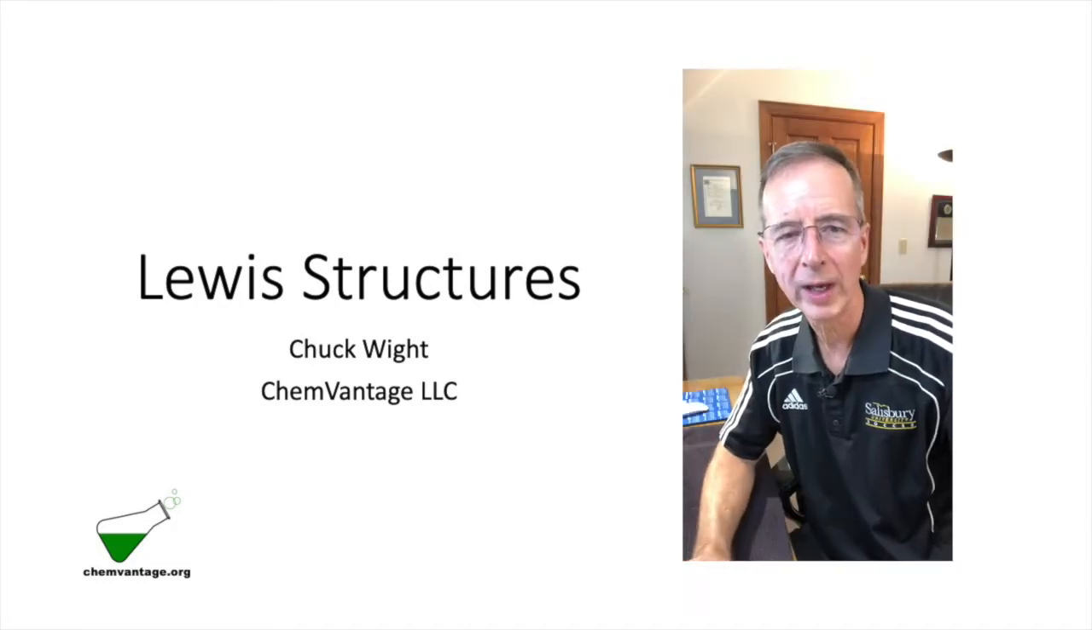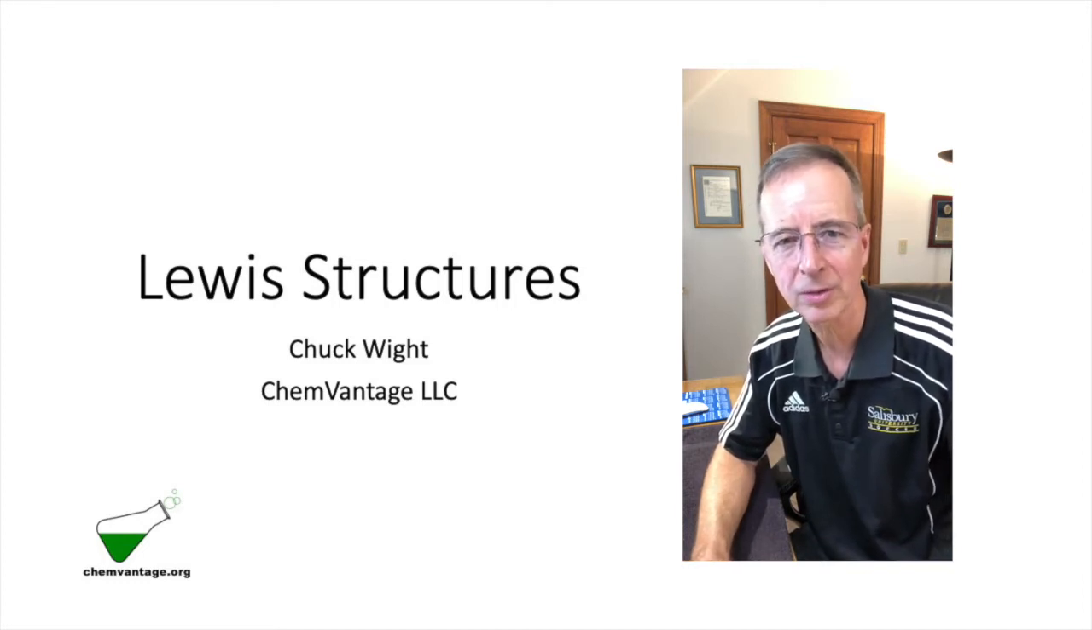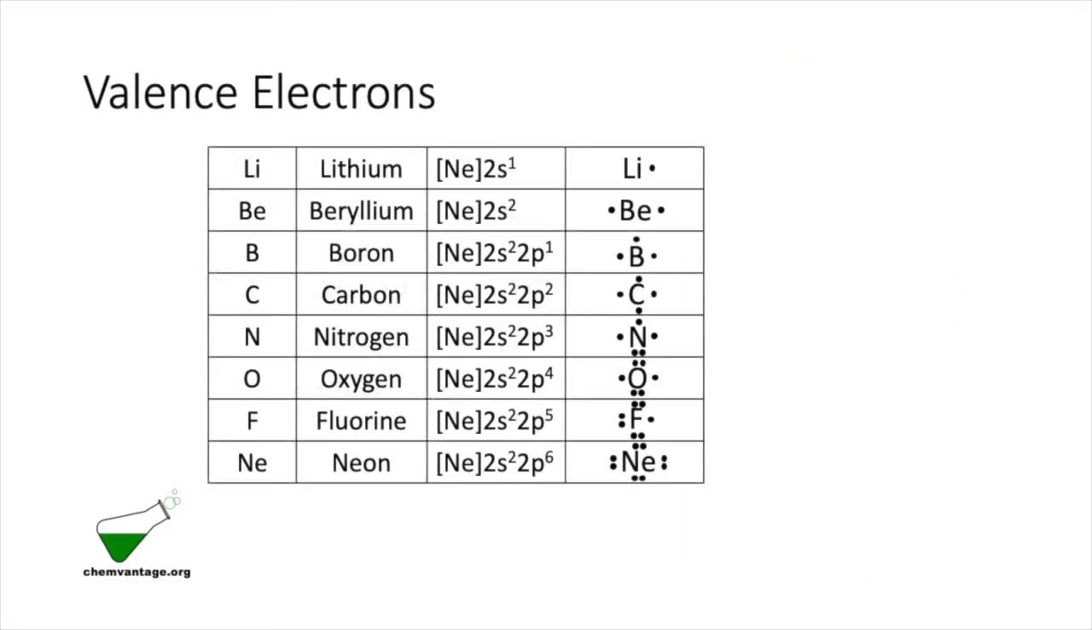A very common way to predict and describe the structures of covalently bonded molecules and ions is using Lewis symbols and Lewis structures. A Lewis symbol is simply the symbol for a chemical element surrounded by one dot for each electron in the valence shell. For main group elements, we can have up to 4 pairs of dots, which represent the 2s orbital and the 3 2p orbitals.